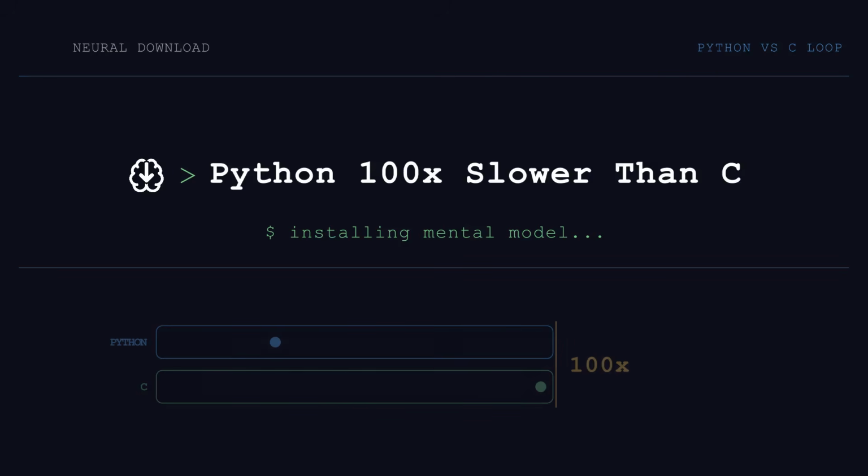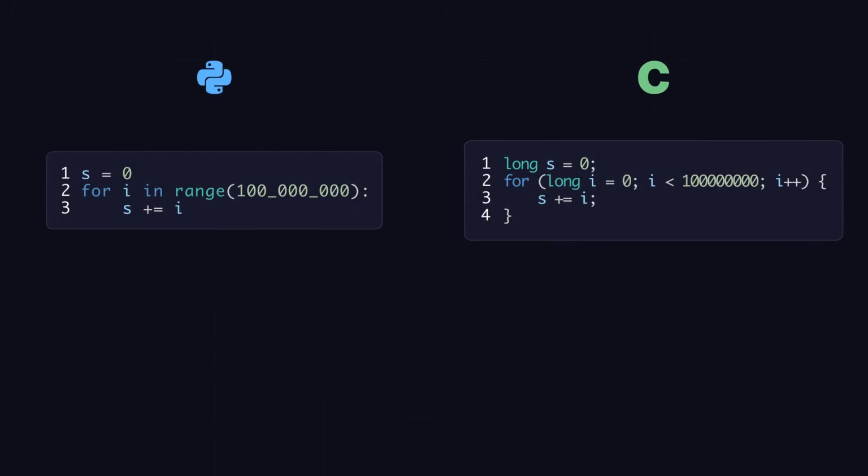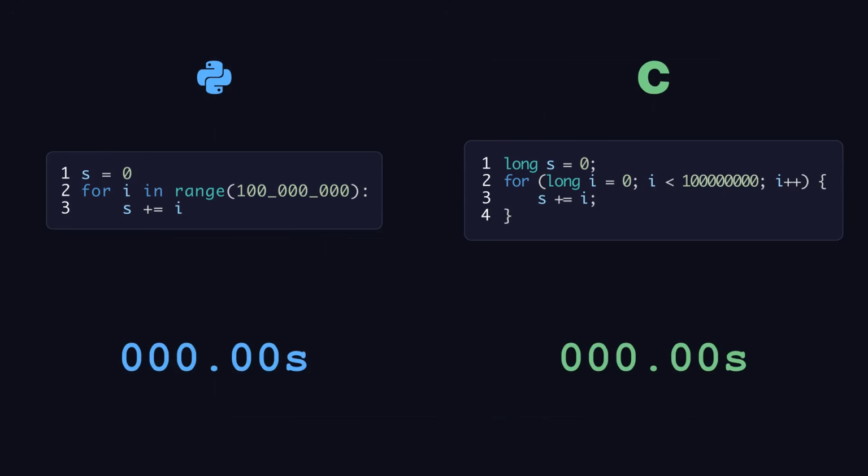Installing mental model for Python versus C. Two programs, same loop, different languages: sum every integer from 0 to 100 million. Python on the left, C on the right, same algorithm. Hit start. C finishes. 0.82 seconds. Done. Python is still running, still counting.